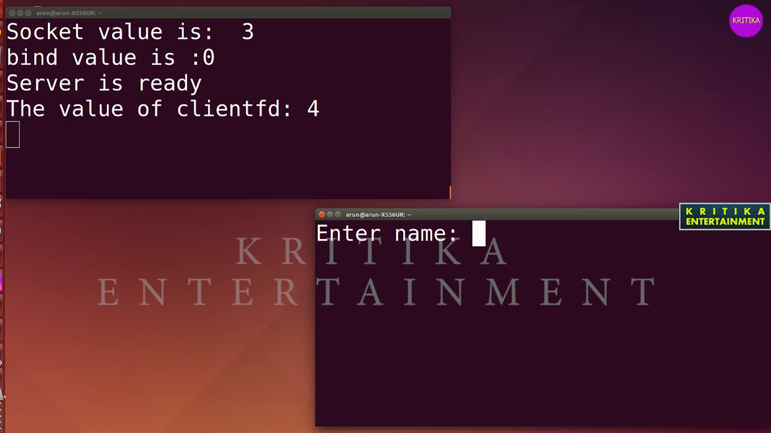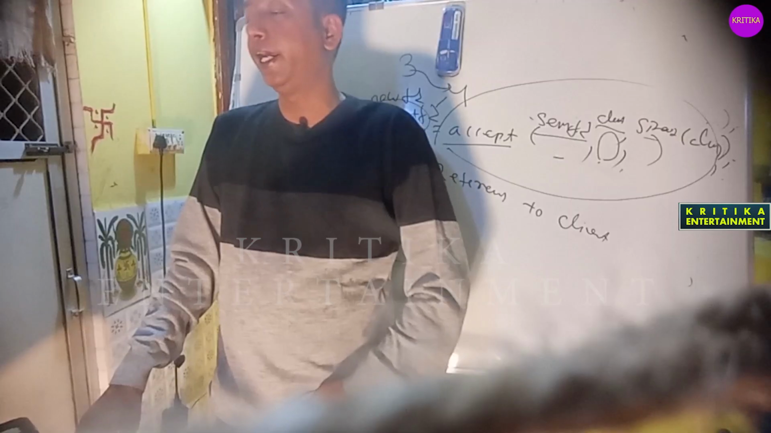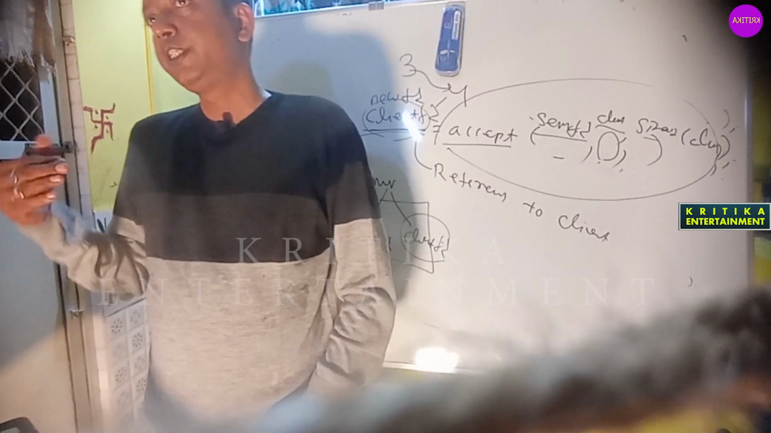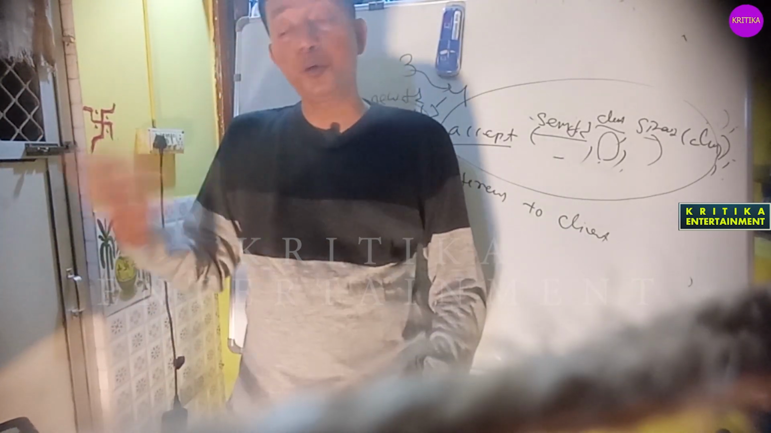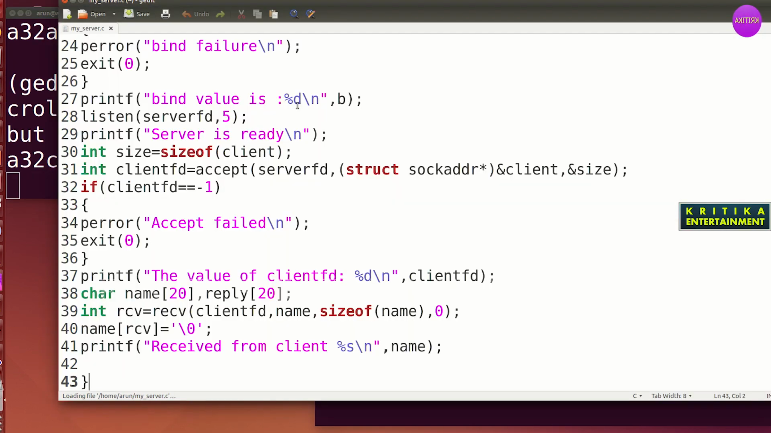Enter the name. Here I will enter Kritika. On the server side it will display Kritika. Then I want to send a reply from the server to the client. So what will we write here? Here we start. It will send the data from the server to the client.